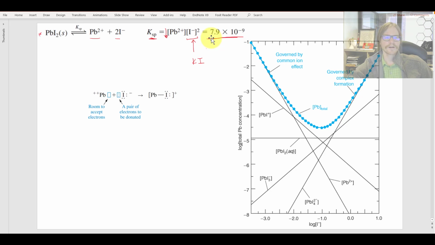the log concentration of lead on the y-axis. So this is concentration of lead, and these are minus values. So these are essentially 10 to the minus in molarity. That's what the log scale means here. And on the x-axis we have the concentration of the iodide ion. So again, these are 10 to these values in terms of molarity.